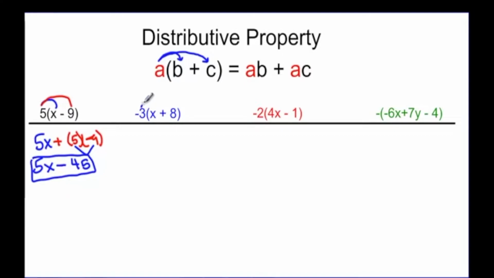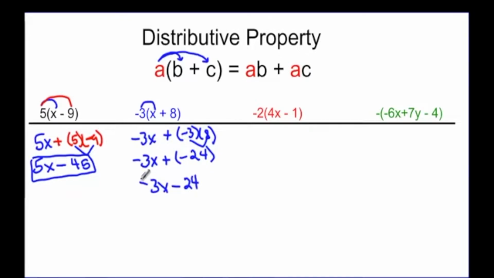Try again. Negative 3 times x is negative 3x, plus negative 3 times 8. That's the way to think about it. So negative 3x is just negative 3x. But when we do the order of operations, we have plus a negative 24, or negative 3x minus 24.